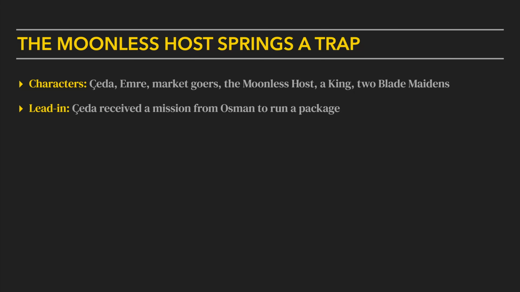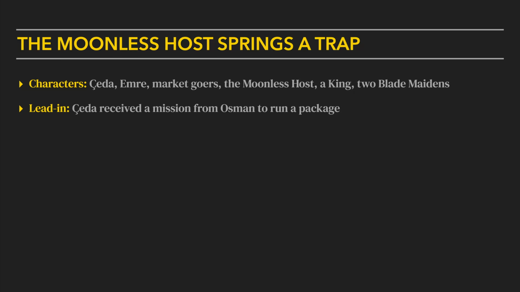Also, some kind of lead-in, like where's this coming from? Why is this even happening? In this case, as I mentioned, Cheta had this talk with Osman, and she took on this mission to deliver a package, and she wants Emery to help her. There's a decoy and a primary one, and so she needs two people to do it.